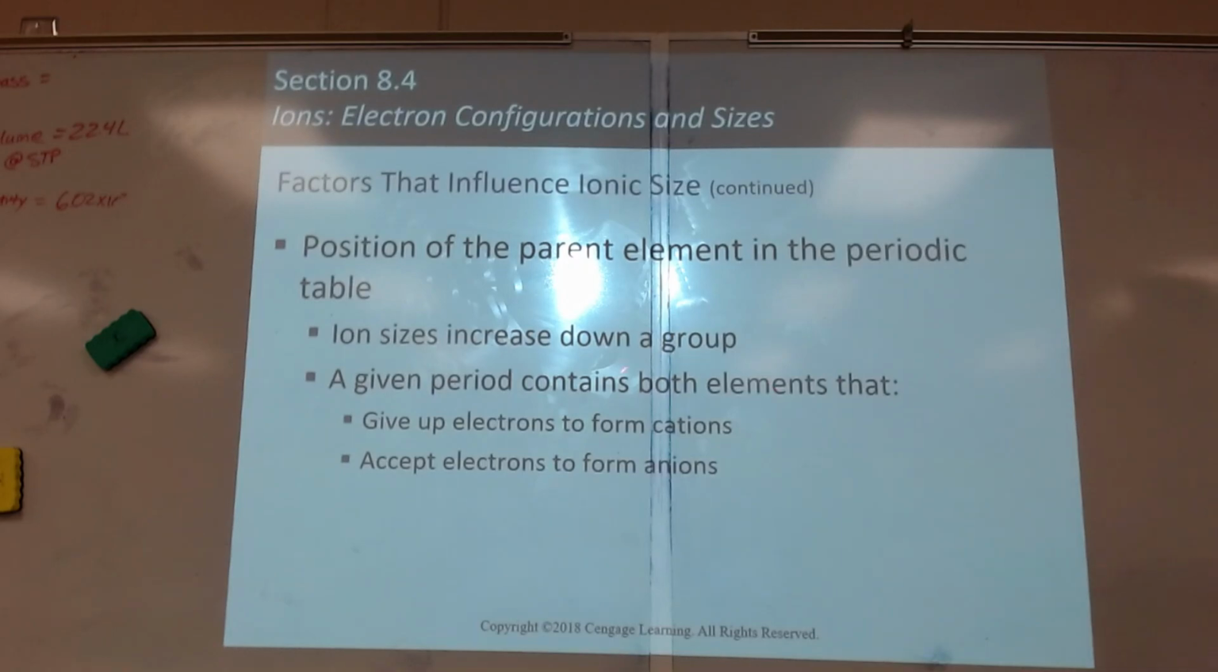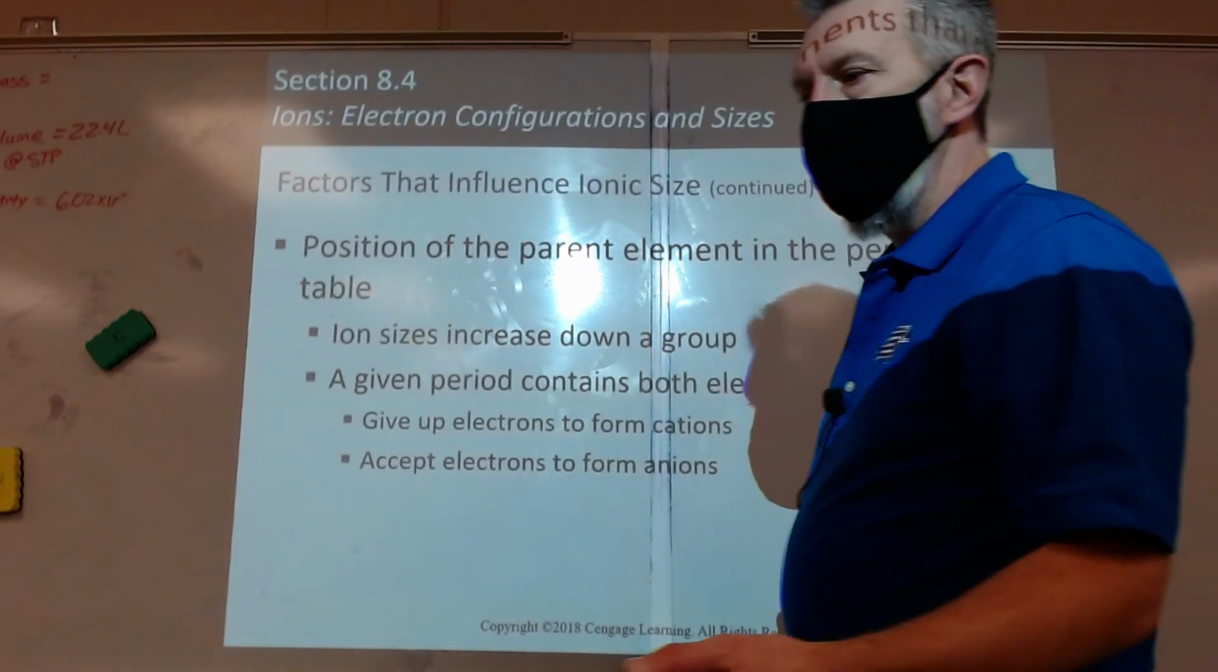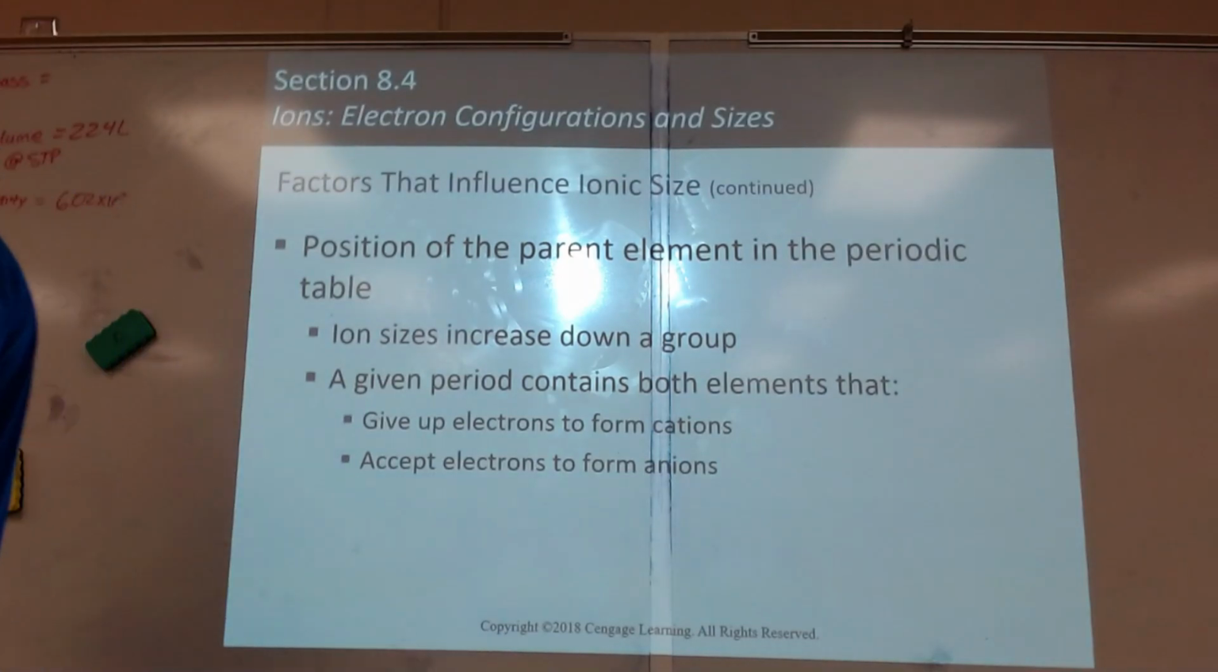So, you know this in a periodic table, ion sizes increase down a group. So if the whole table was just filled with ions, you would know that the sodium ion is larger than the lithium ion. Right? Let's see.